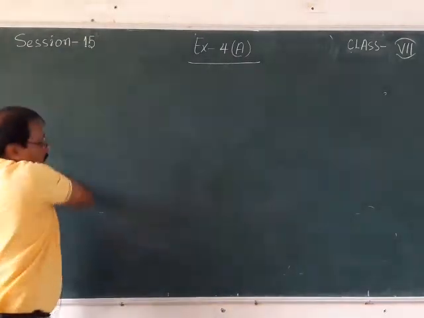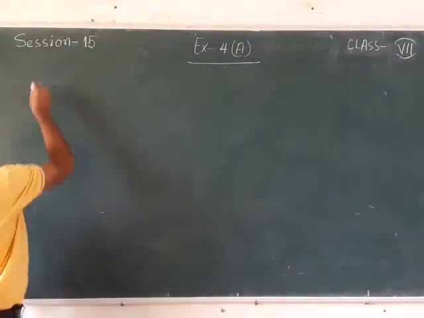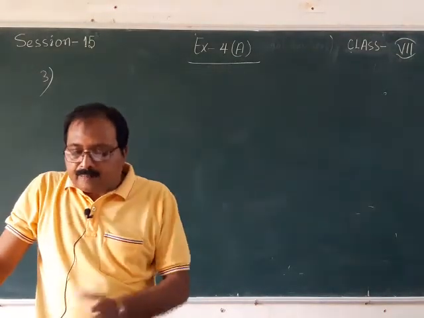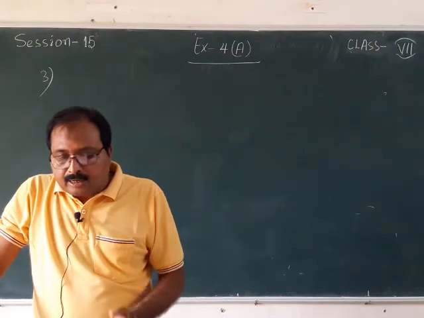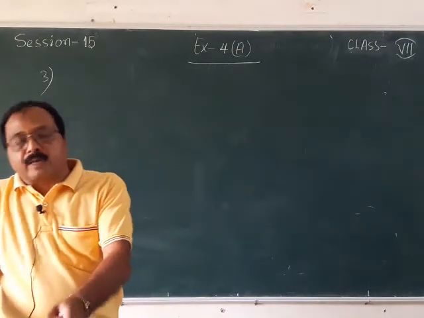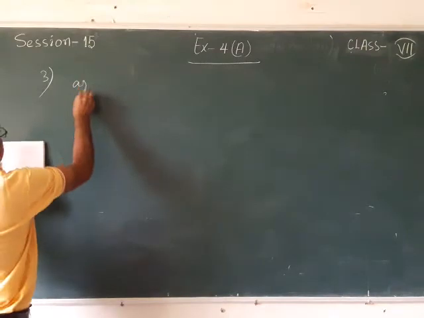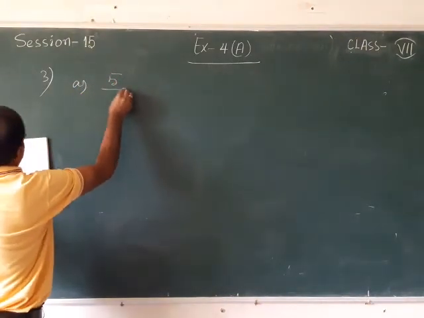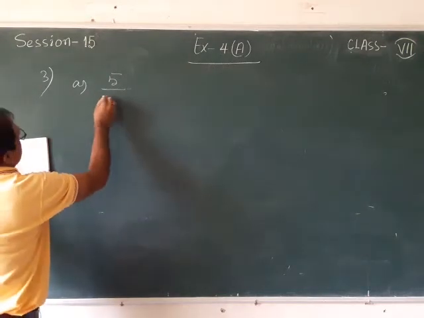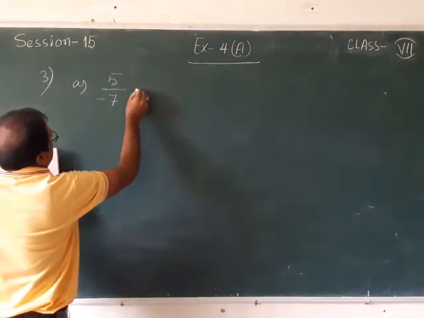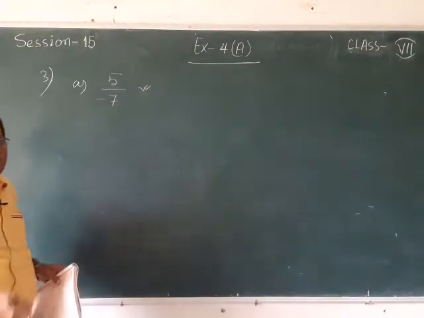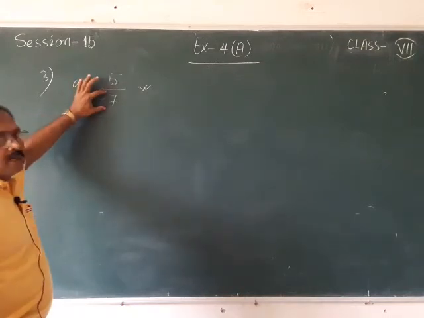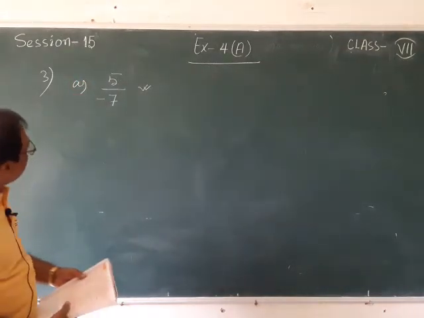Now question number 3, give 3 examples of rational numbers satisfying the following conditions. A, numerator positive and denominator negative. So what example can you settle on? Numerator positive, I can write 5, and denominator negative means I can write minus 7. So this will be the example. There are many such rational numbers. That means here the numerator should be positive but the denominator should be negative.